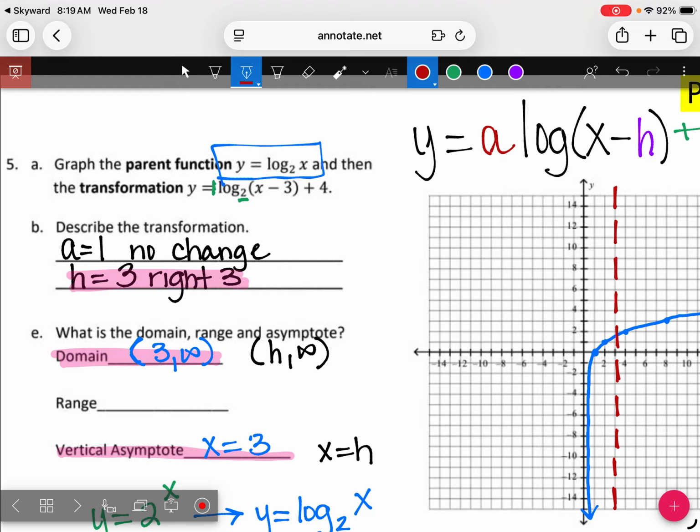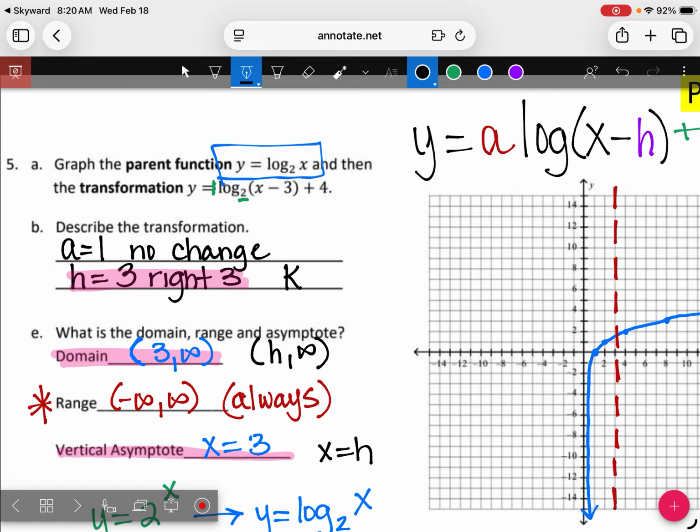And the easy part about logs is that your range is all real numbers. And this is always, no matter what, that is going to be your range. Okay? All right, so now we know that h is 3. Can somebody else tell me what k would be?